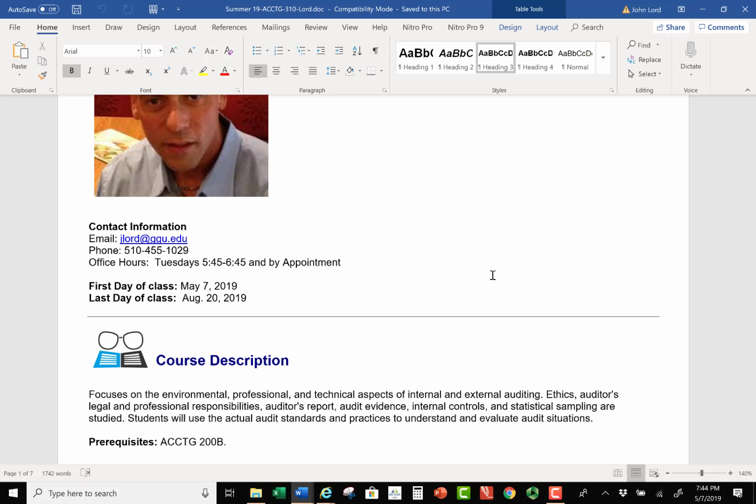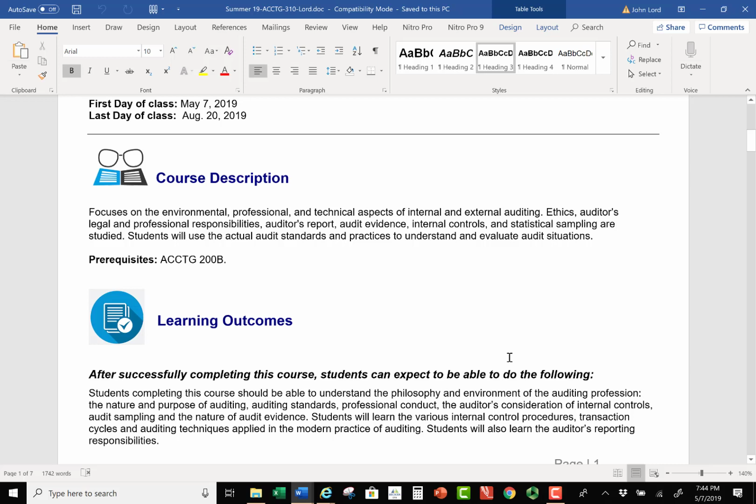First day of class, last day of class. Okay. Course description. We're going to talk a little bit more about what auditing is all about. What I will tell you is we're going to spend most of our time talking about financial statement auditing. Now, there are other types of audits that you can be involved in, and we'll sprinkle on those a little bit, and there are engagements that are different than audit, such as compilations and reviews. We'll touch on those towards the end of the class, but the real core of this class is financial statement auditing. Okay, and we'll talk about some of the objectives of that tonight.